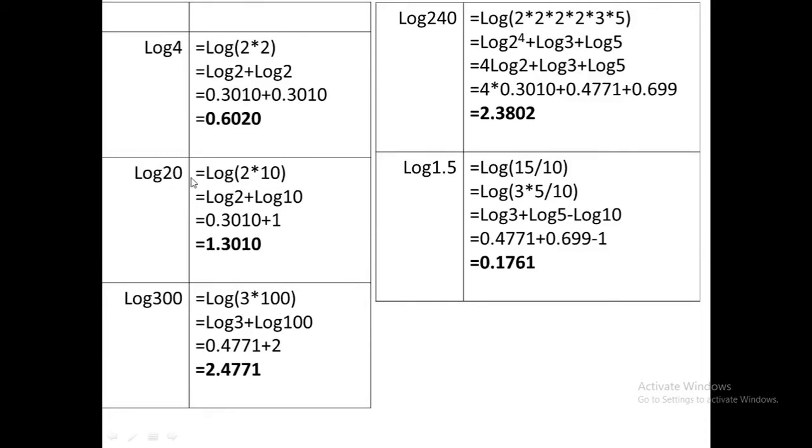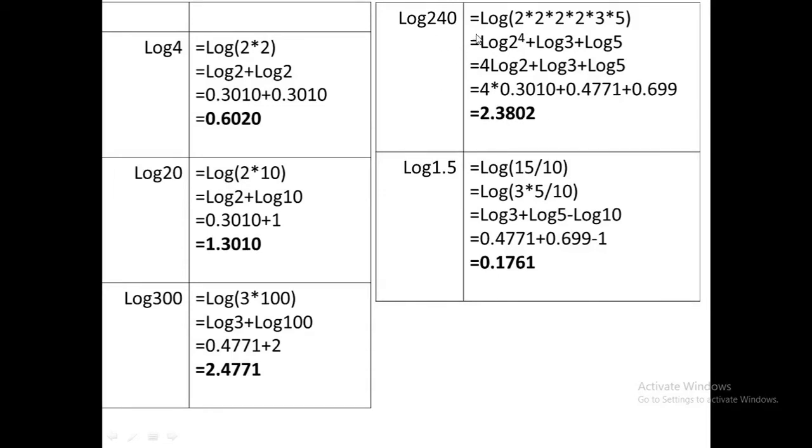Similarly, for log 20 we write 2 into 10 instead of 20, and for 2 it is 0.3010 and for 10 it is 1. Similarly, for 300 we can convert it into 3 into 100, and calculate it easily like in the case of log 20.